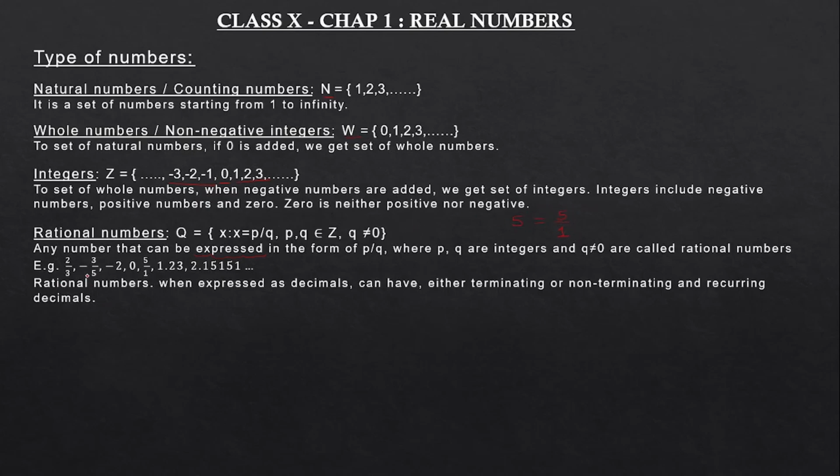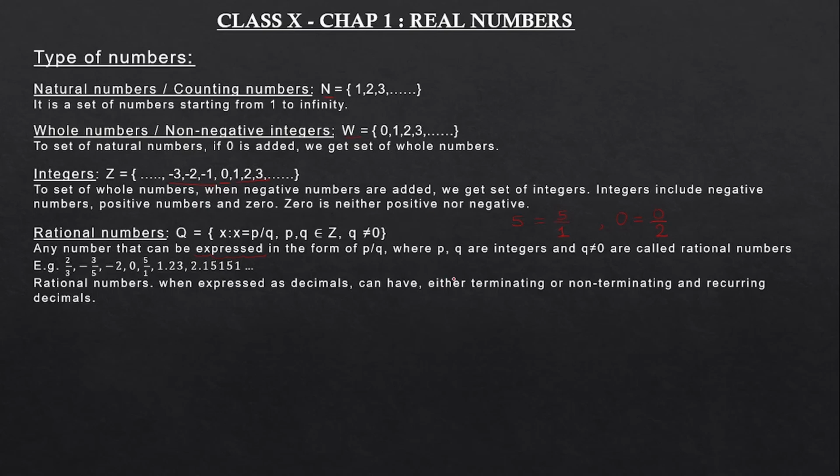Some other examples of rational numbers are 2 by 3, negative 3 over 5, negative 2, 0, 5. They are all our rational numbers. Why is 0 a rational number? Because for the same reason, 0 can also be expressed as 0 over 2. The result is only 0. So in such a case 0 is also a rational number. But can rational numbers also be expressed as decimals?